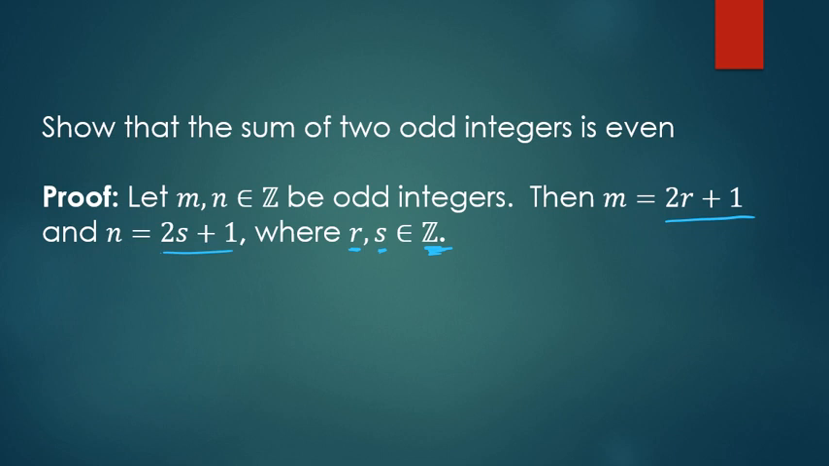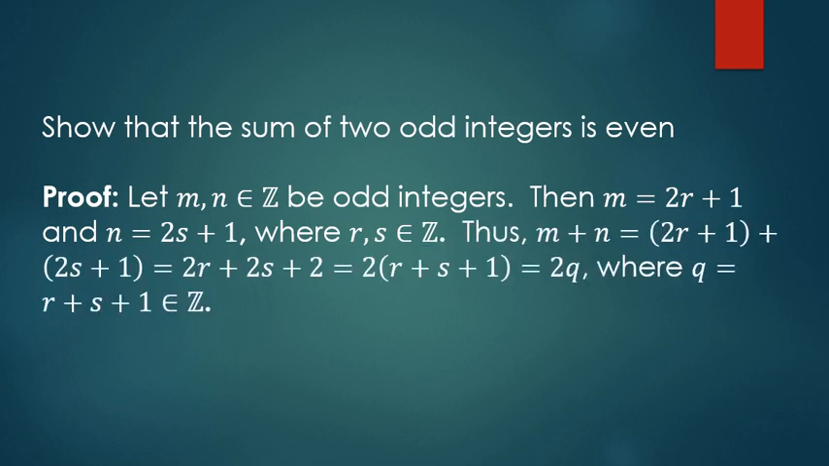Let's just try to take the sum of m and n, and we'll see if we can get this thing to be even. Recall that an integer is even means that it can be written in the form 2 times some whole number. So if I do m plus n, I have 2r plus 1 plus 2s plus 1. I just made the substitutions for m and n on their own. When you simplify all that, that gets me 2r plus 2s plus 2. And note that every one of these terms has a common factor of 2, so I can pull that 2 out, leaving me 2 times the quantity, r plus s plus 1.